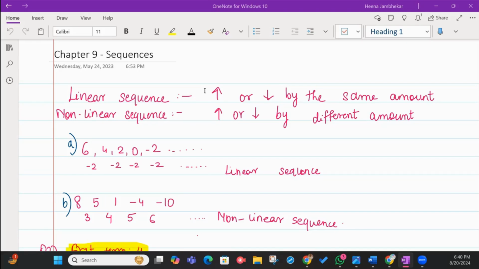Please write this. Linear sequence will increase or decrease by the same amount. Non-linear sequence will increase or decrease by different amounts. And these are the two examples. Please write the examples.